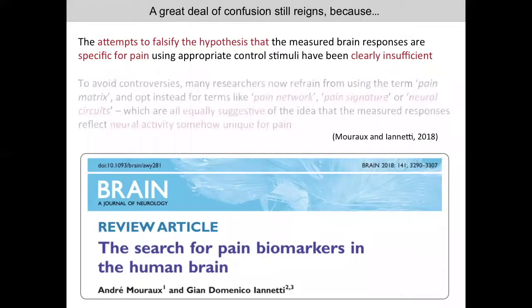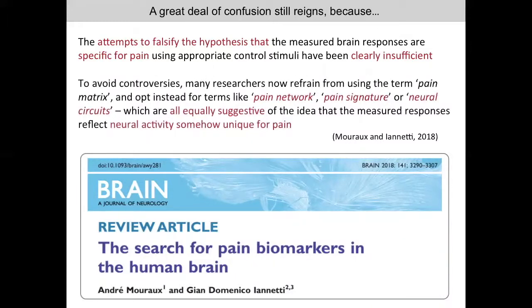And then people don't use the word pain matrix anymore. They use pain network, pain signature. Signature is a difficult and dangerous word because it implies specificity. Or neural circuits, which are all in a way equally suggestive, giving that message of the response being related to pain.